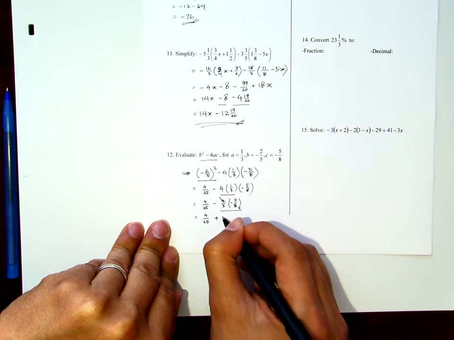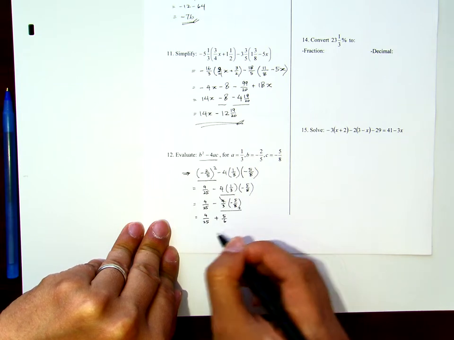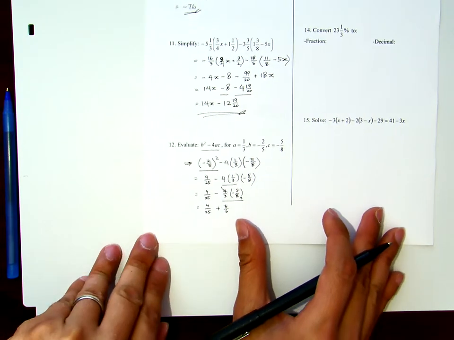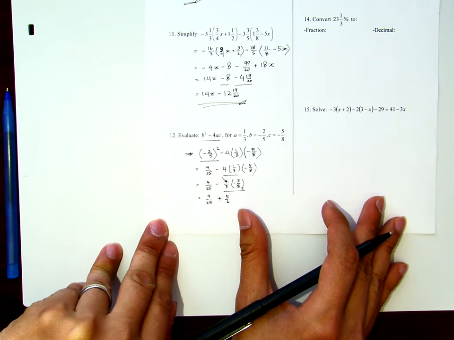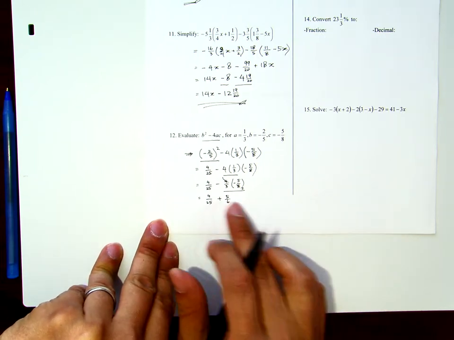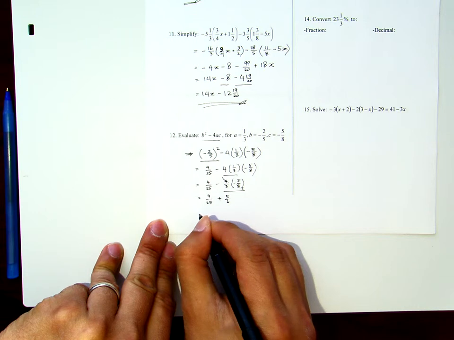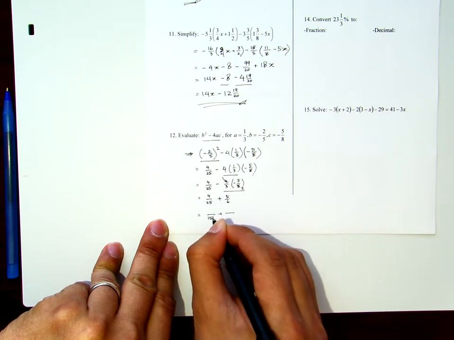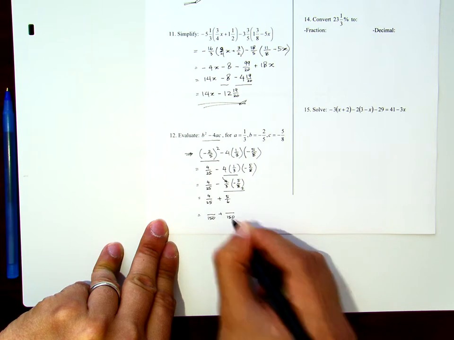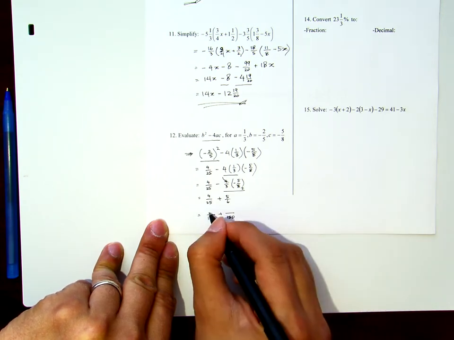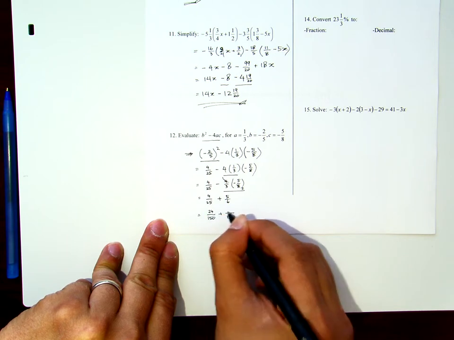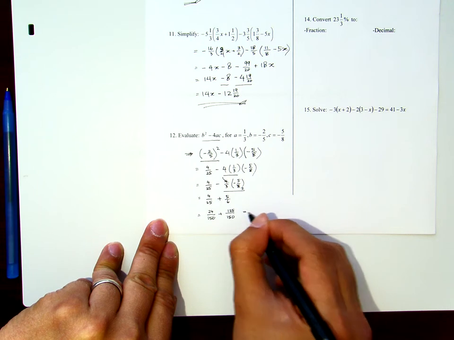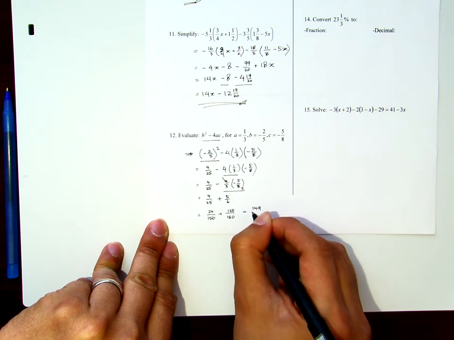plus 5 over 6. Now notice that to add these two fractions I need to have an LCD, and because 25 and 6 have no common factor, the LCD must be the product. Okay, and then I adjust the numerator. That gives me 149 over 150.